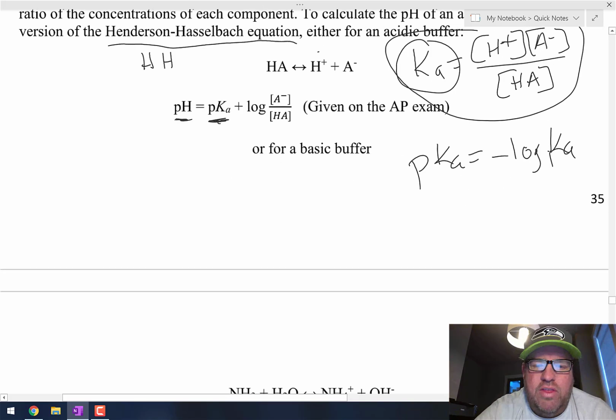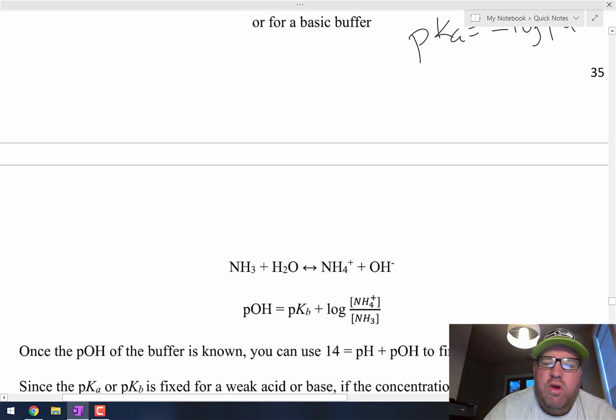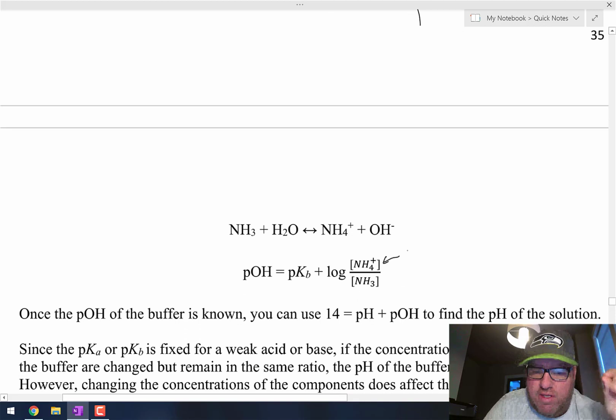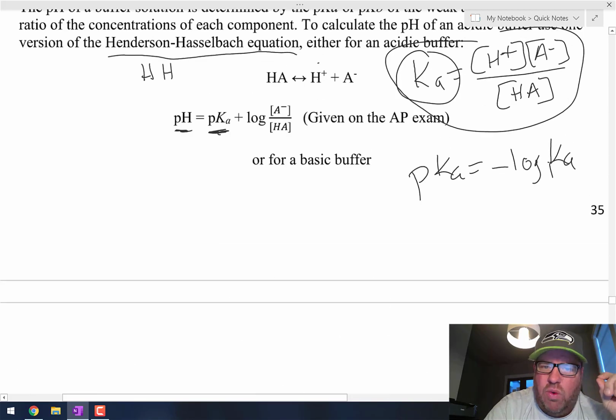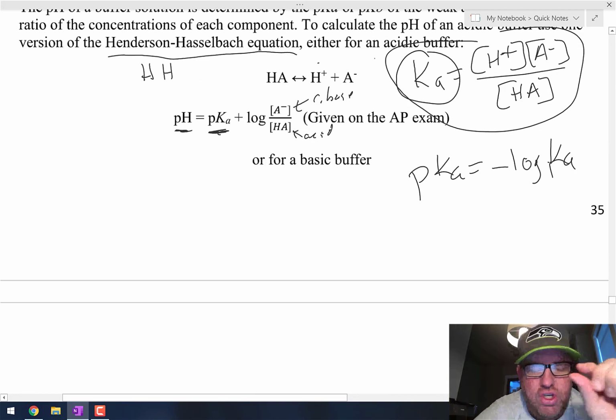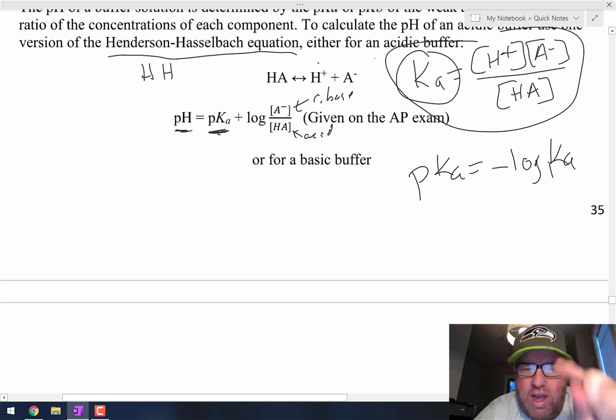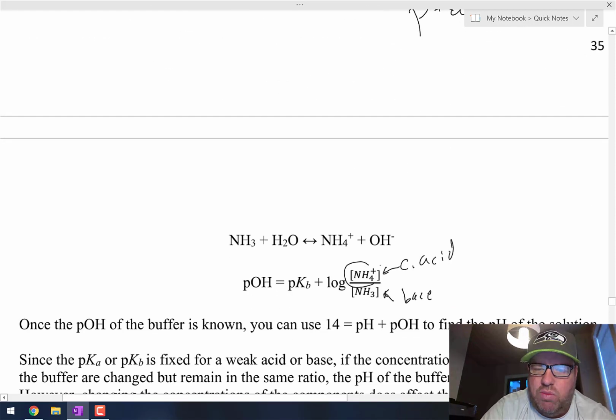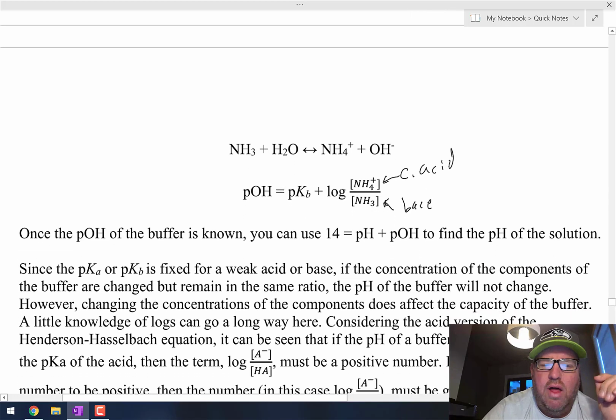And then there's one for a buffer solution with a base as well, where you've got the concentration of the conjugate acid on the top, and this one is obviously the original base. On the acid one, the acid goes on the bottom, and what goes on the top? The conjugate base. So remember, the conjugate always goes on top, the one with the negative charge, or in this case, the one with the positive charge. And then the normal base, or the normal acid, goes on the bottom.